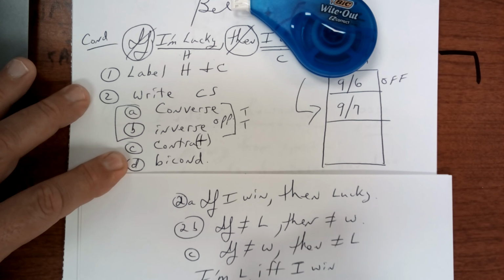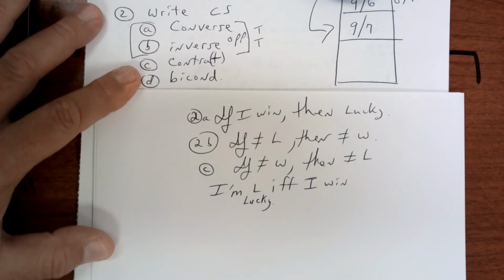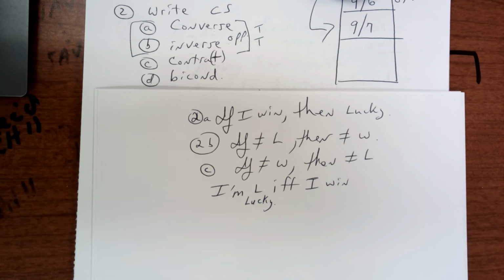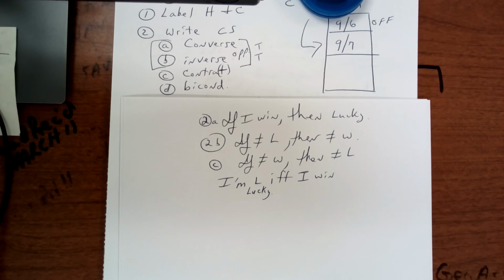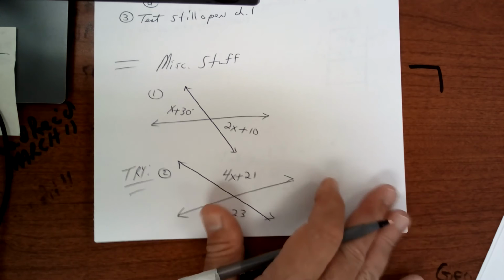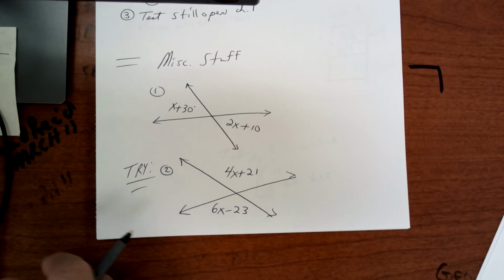All right, make sure you understand those, and I'll slide it up. Let me get my workspace a little smaller so I can work. All right, so let's move on. On a new sheet of paper, copy these 2 down. This is miscellaneous stuff, and you need to know these.